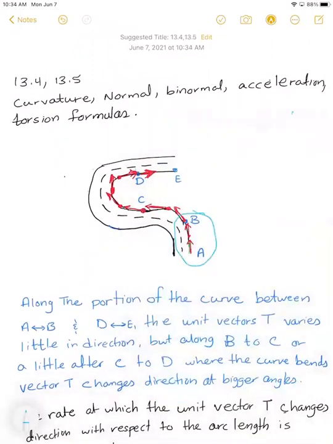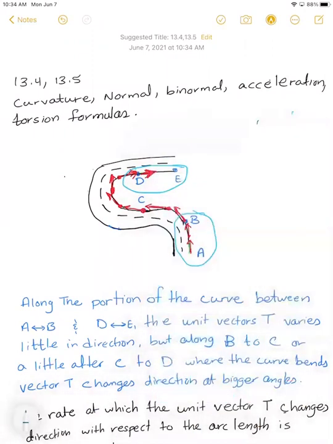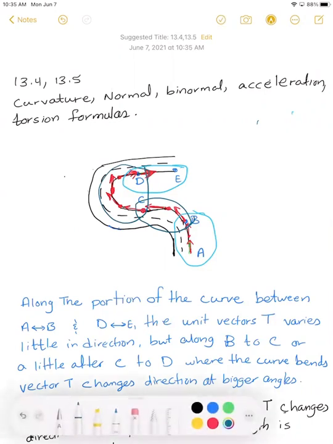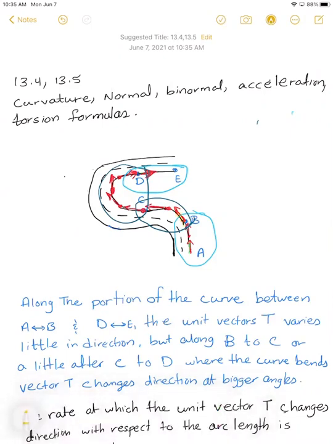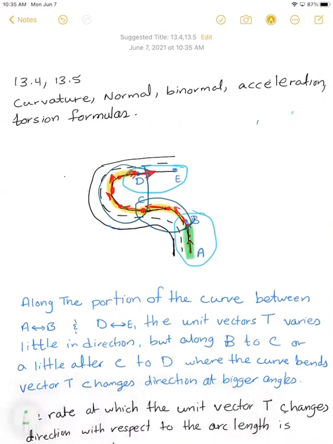The curvature here from A to B or from D to E is going to be very small, but the curvature for these paths, B to C and C to D, is going to be larger. So here is going to have bigger curvature, but we are going to have a smaller curvature here because the road here is flat.